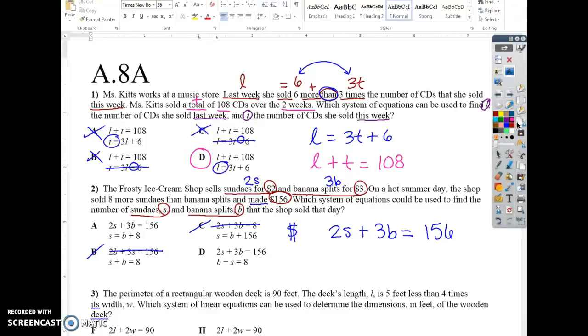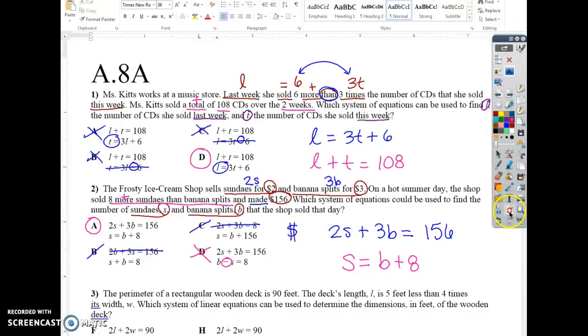Let's continue. It says that the shop sold 8 more sundaes than banana splits. 8 more sundaes than banana splits. What did they make more of? Sundaes or banana splits? They made more sundaes. So it's going to be sundaes equals, whatever they made more of, that's what you start with. So it says 8 more, that's plus, 8 more sundaes than banana splits. So sundaes equals the banana splits plus 8 more, right? Because they made 8 more sundaes than the banana splits. That's how you write it. And you can figure it out. This one says plus, this one says minus. We're not minusing, we're adding. So the answer is A. Sundaes equals banana splits plus 8.